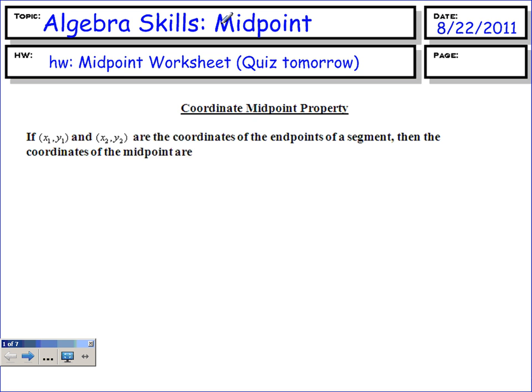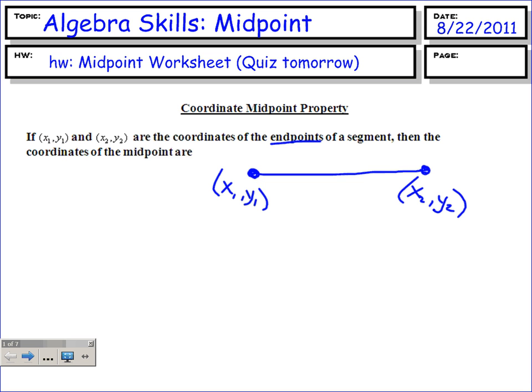Okay, and there's a definition. You guys have it in front of you on the sheet. It says if x1, y1, that's going to be a point, and x2, y2 are coordinates of the endpoints of a segment. So let me draw a picture of that. We basically have some segment that looks like this. This is the point x1, y1. This is the point x2, y2. If those are the coordinates, the midpoint is going to be right here somewhere, right?